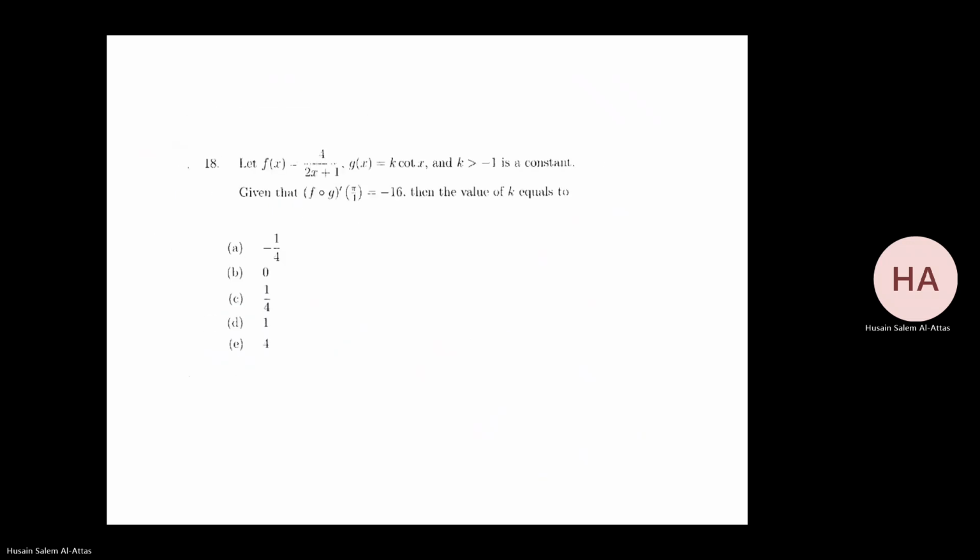F of x is 4 over 2x plus 1, so it's 4 times (2x plus 1) to the power minus 1. And g of x is k cotangent x, where k greater than minus 1 is a constant. Given that f circle g at pi over 4 equals minus 1 over 16. What is this?